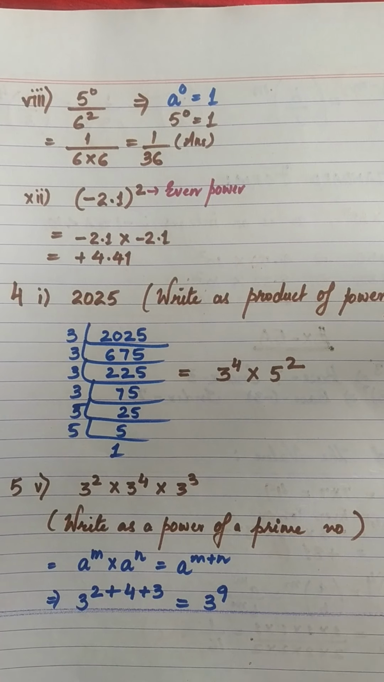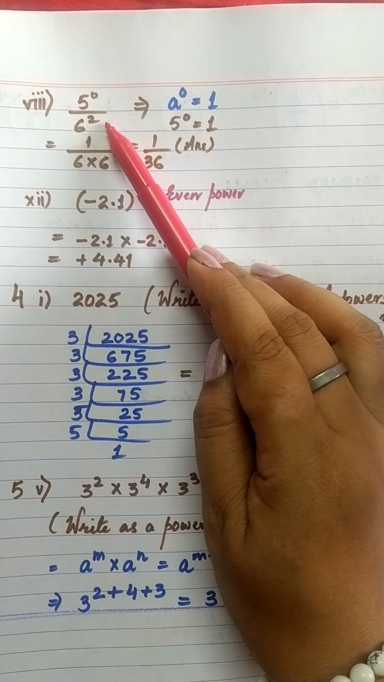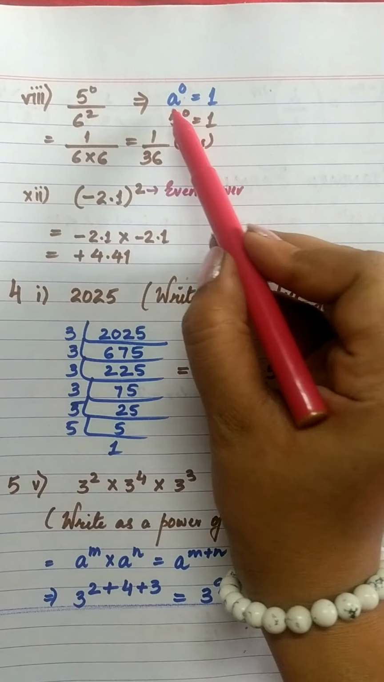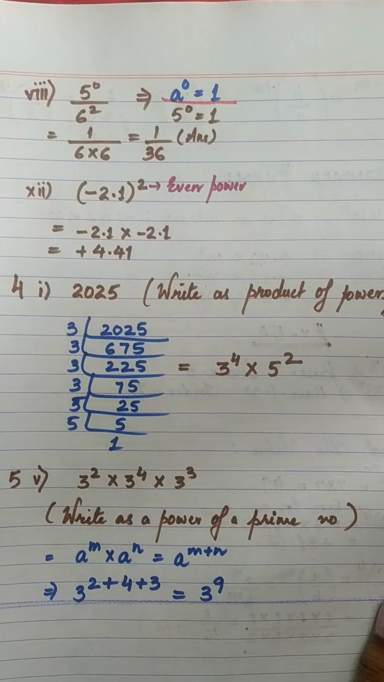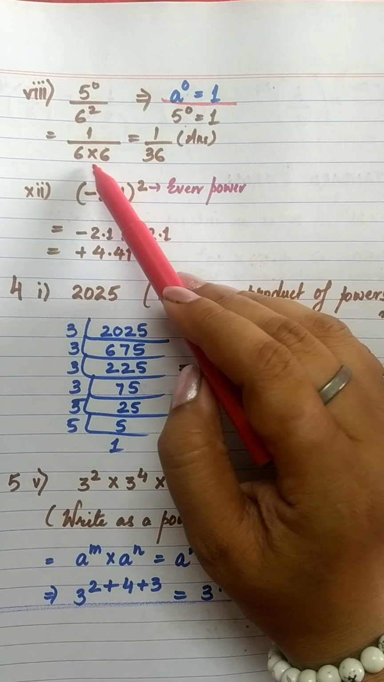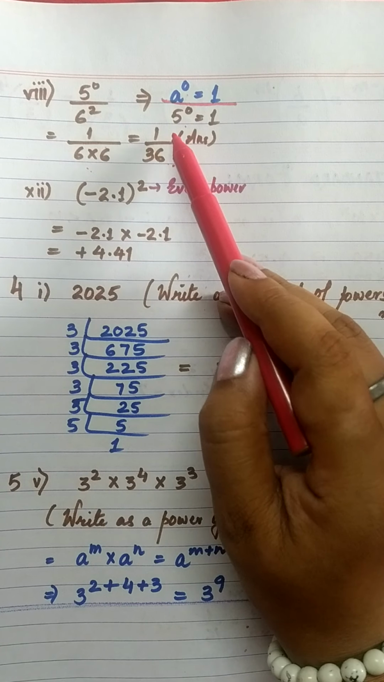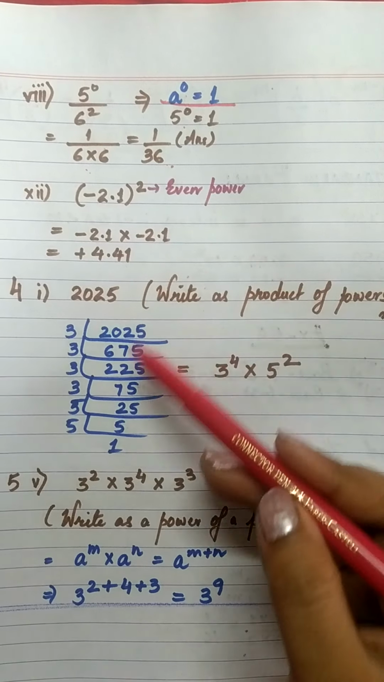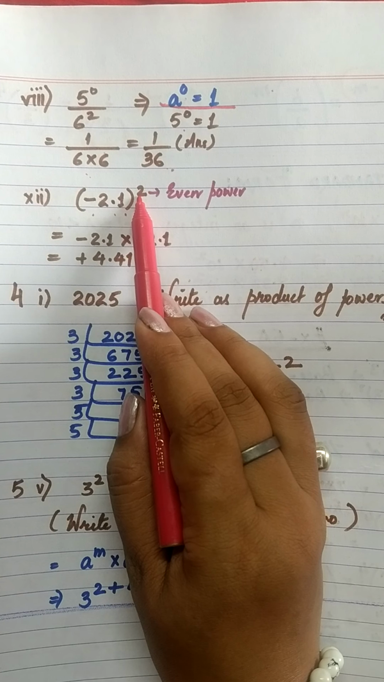Next question, children, 8th bit. 5 to the power 0 upon 6 to the power 2. Children, remember that any number raised to the power 0 will always give you 1. So 5 to the power 0 is 1. 1 upon 6 to the power 2, that is 6 into 6, will give you 36. So 1 upon 36.